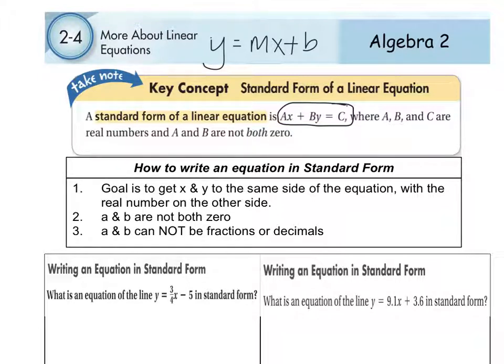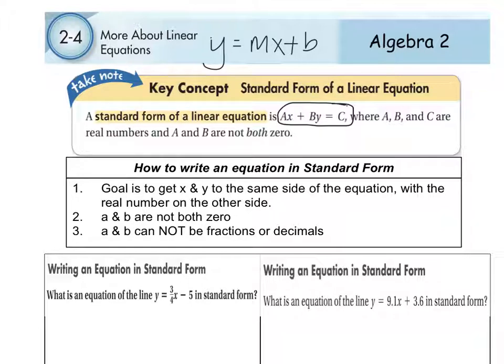You'll notice how this form looks different than slope-intercept form. In this form, x and y are on the same side of the equation, okay? And you'll notice when we start going through some rules, a and b cannot be fractions. They have to be whole numbers. All right, so I'm going to show you how to work those. And then also a and b cannot both be 0.